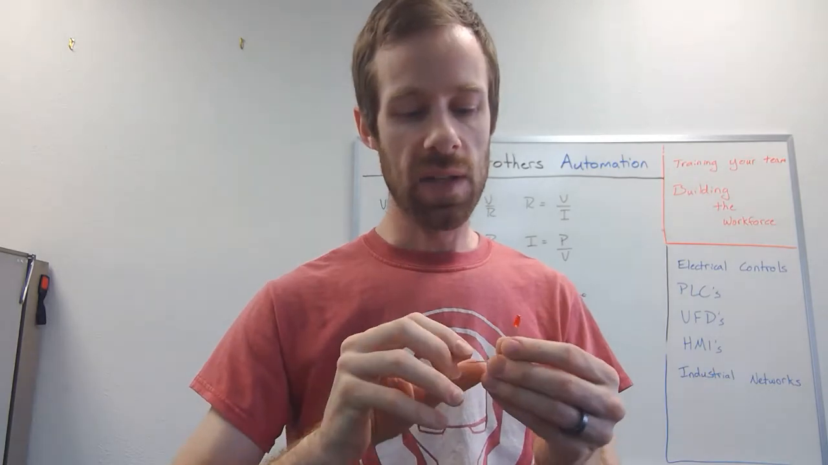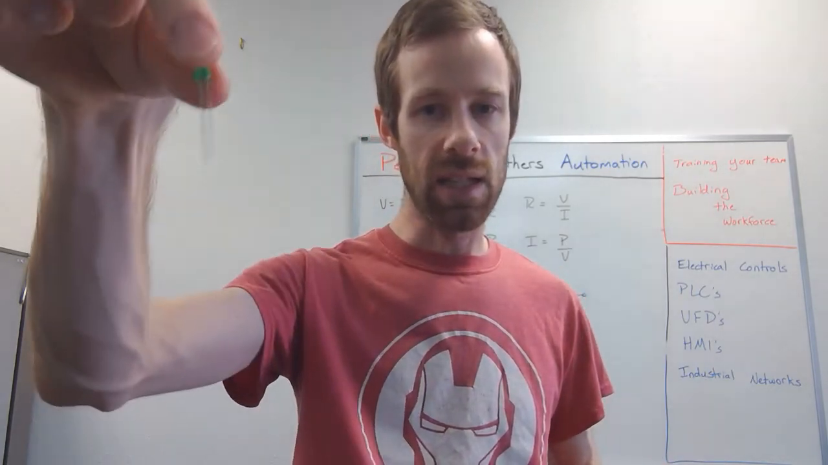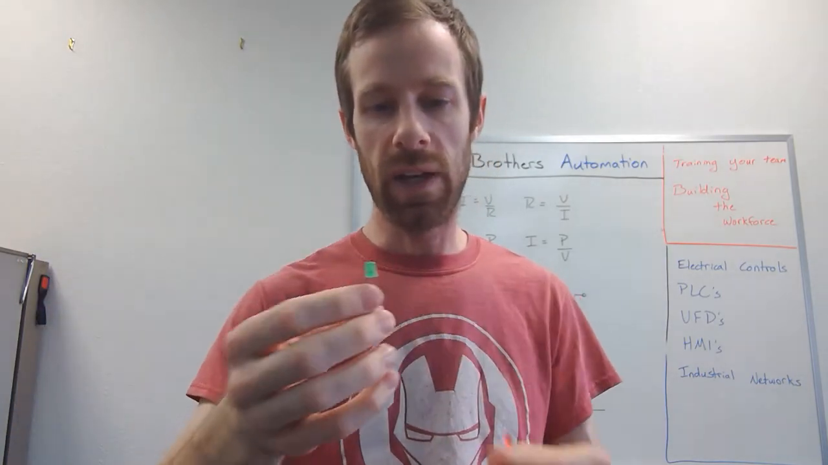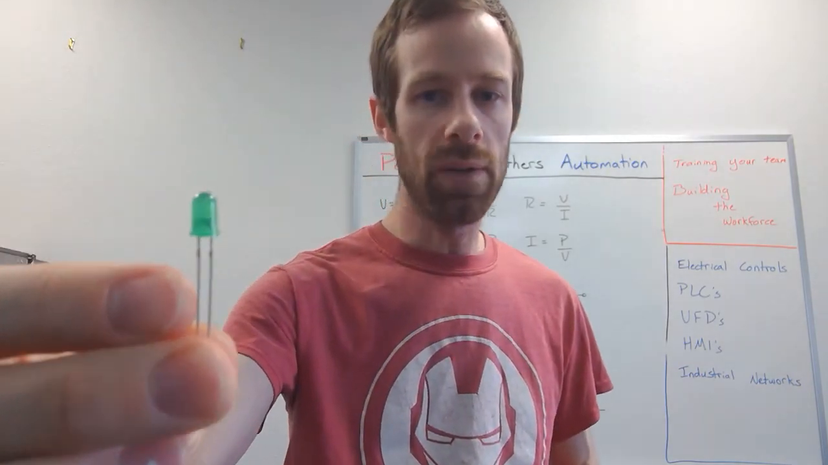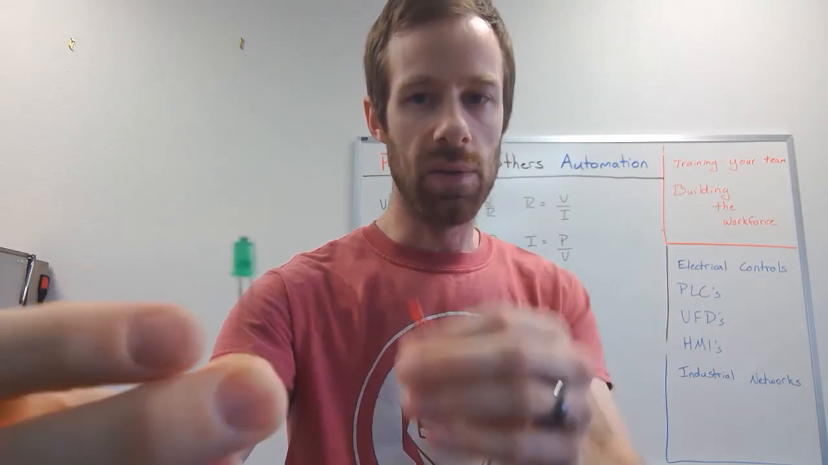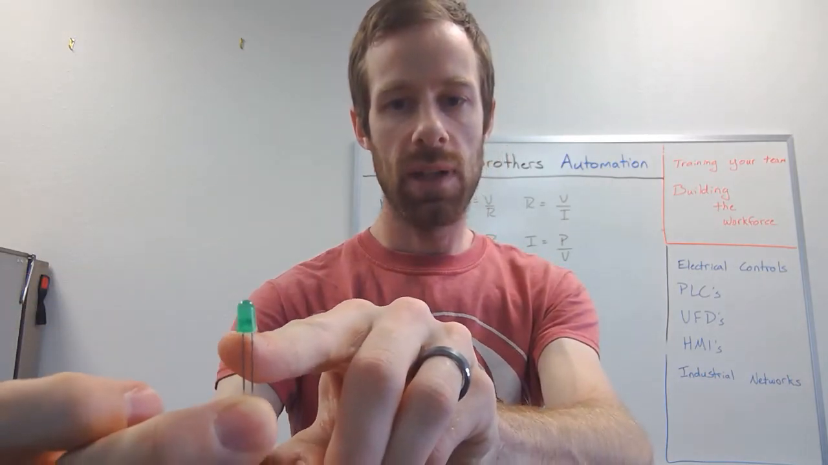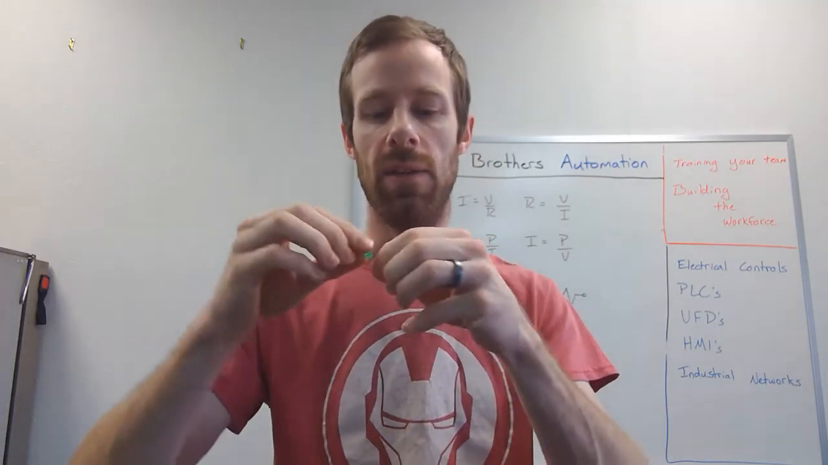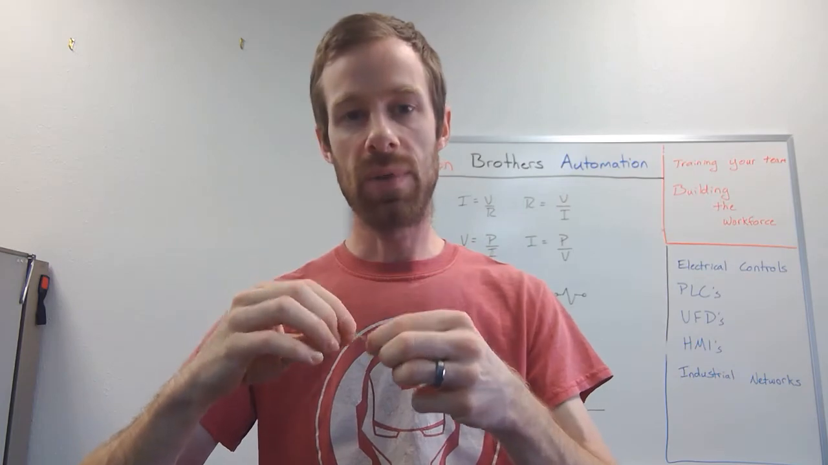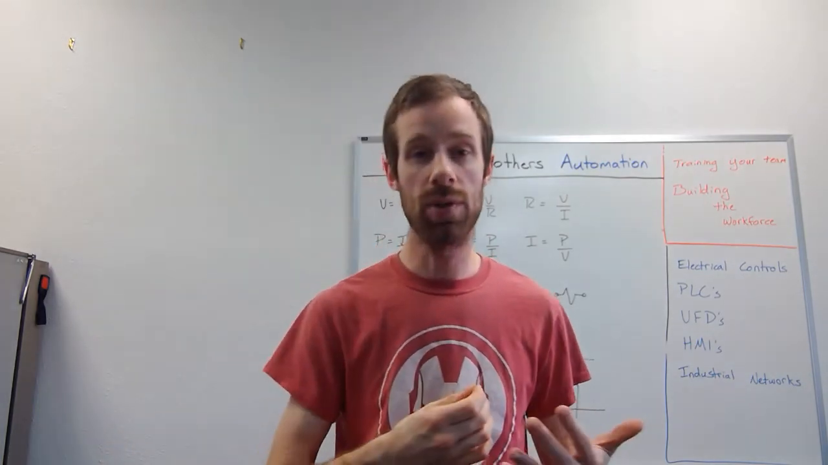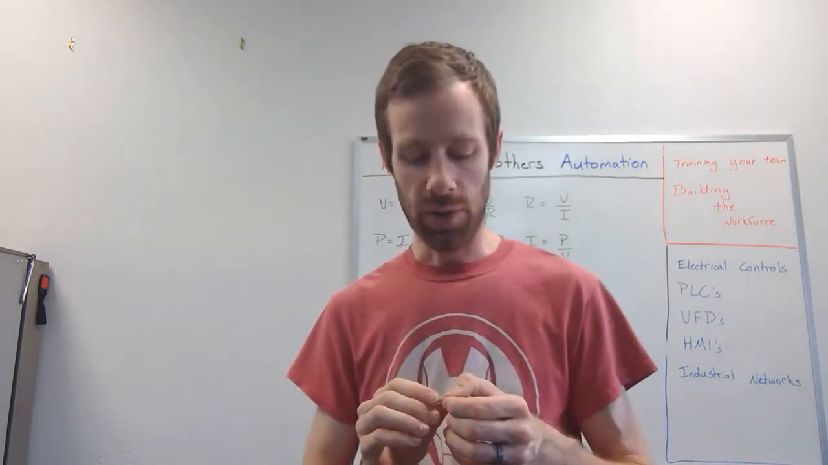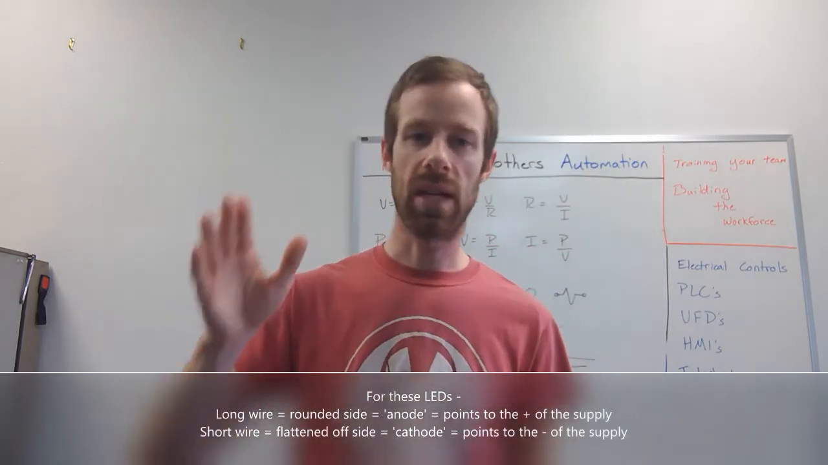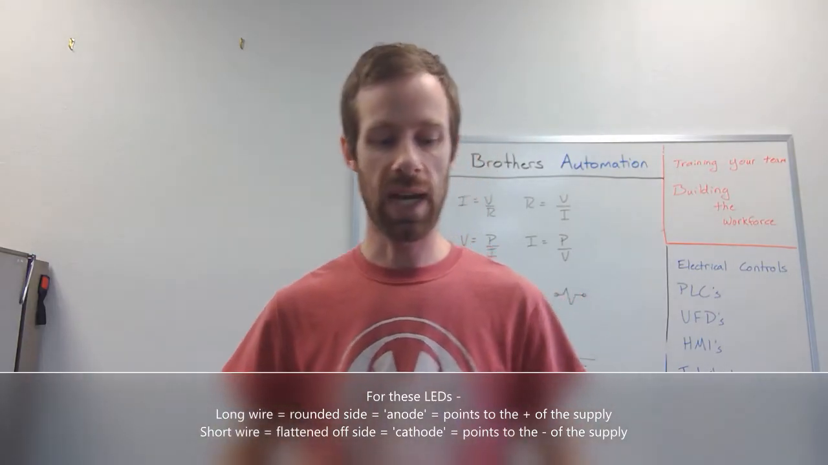For these LEDs, if you look really closely at a brand new LED, one of the wires will be longer than the other. Also, if you look very closely at the LED, one of the sides, the little shoulder at the base, sticks out. The other side does not stick out. That indicates the flat side is what they call the ground side, the side that's going to be pointing closer to the negative side on the battery. The long wire, the one without the flattened off side, is the side that's going to point more towards the positive side of the battery.